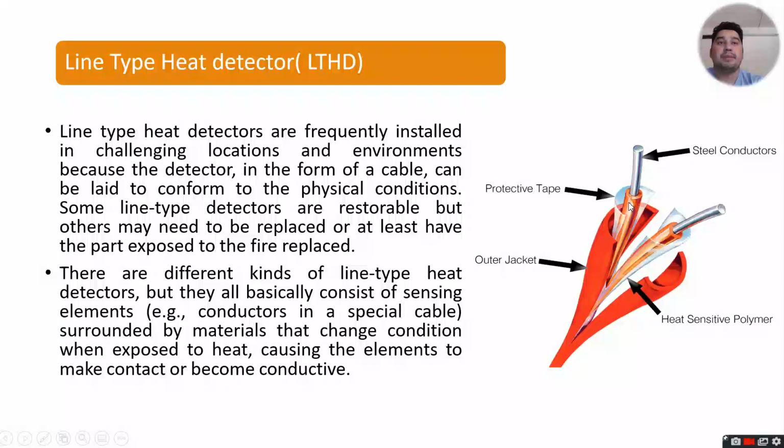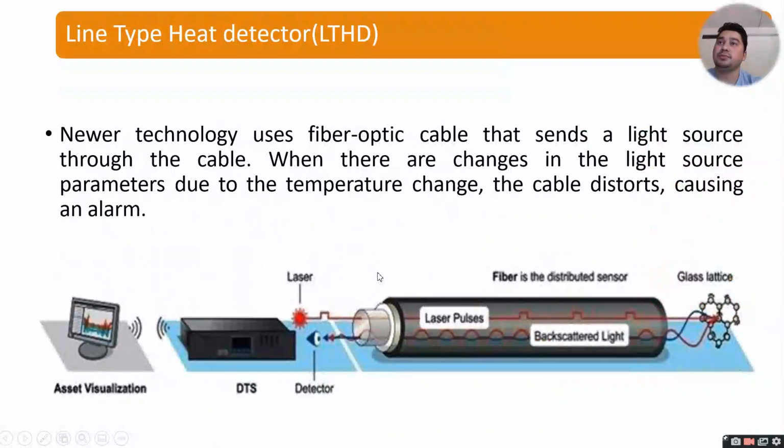So if these cables are not damaged, they can be used in the future. If they are damaged, we can't use them again. Line type heat detectors use newer technology: fiber optic cables that send a light source through the cable. When there are changes in the light source parameters due to the temperature change, the cable distorts, causing an alarm.